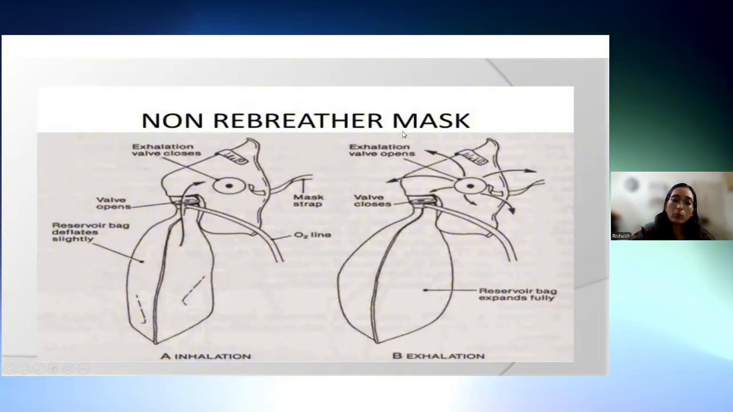So that's why with every inspiration, the amount of oxygen that goes and collects in the reservoir actually increases. And thereby the patient actually gets about 85 to 100% of oxygen. And there is less chance of rebreathing because the exhaled air doesn't actually come inside this reservoir bag.